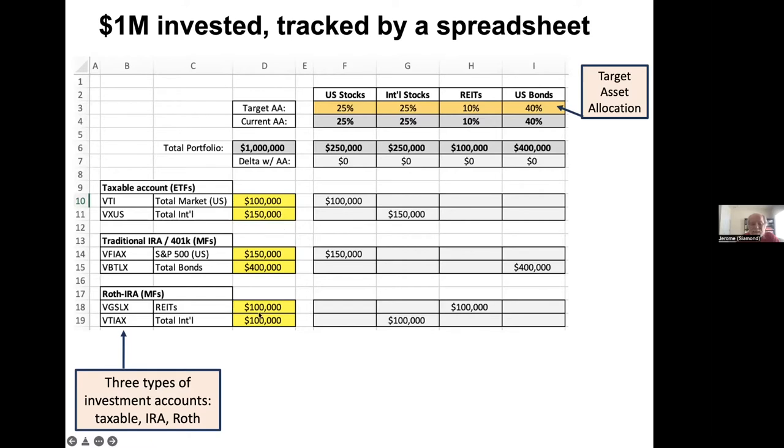Now, within each of those accounts, I made choices. So maybe I'm more keen on keeping stocks in the Roth and the taxable account. And maybe I'm more keen on putting bonds in the IRA. That's a strategy kind of planning for a controlled growth in the IRA, so that required minimum distributions will not be too much of a pain down the road.